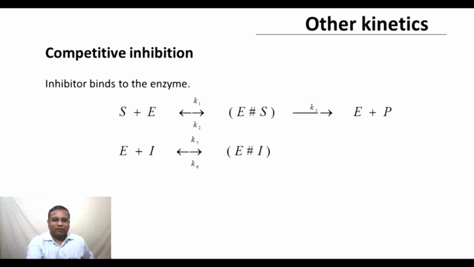In other words, the reaction scheme is like this. The substrate plus enzyme bind together to give you the enzyme substrate complex. This is a reversible reaction, K1 the forward rate, K2 the reverse reaction rate. An enzyme substrate complex gives the enzyme and the product. This was the simple Michaelis-Menten enzyme kinetics, and here in addition we have an inhibitor molecule that interacts with the enzyme at the same time and reversibly gives an enzyme inhibitor complex. This kind of reaction scheme is called competitive inhibition.